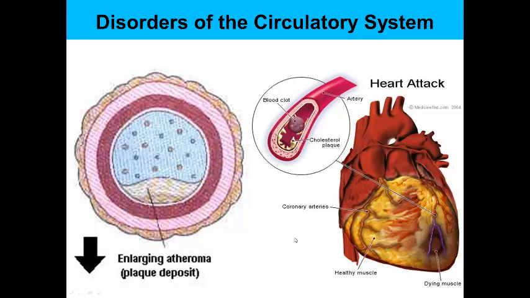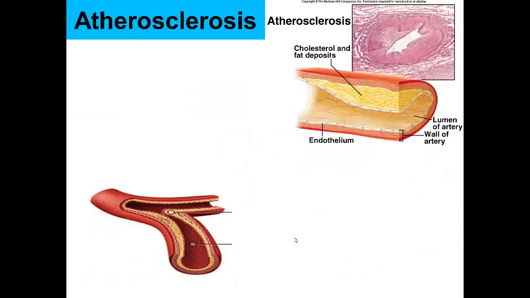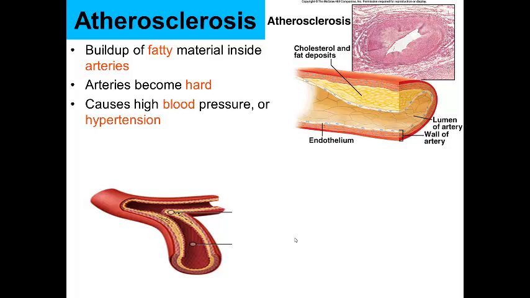Disorders of the circulatory system include things like atherosclerosis, heart attack, cardiac arrest, strokes, and aneurysms. Atherosclerosis is defined as a fatty buildup inside the arteries. This causes the arteries to become hard, and it often causes high blood pressure or hypertension. Arteries can rupture and blood clots can form.